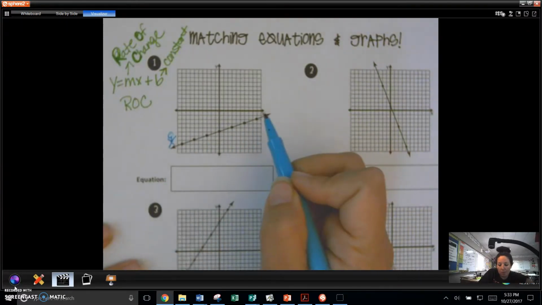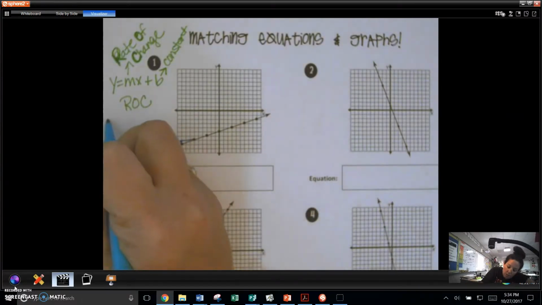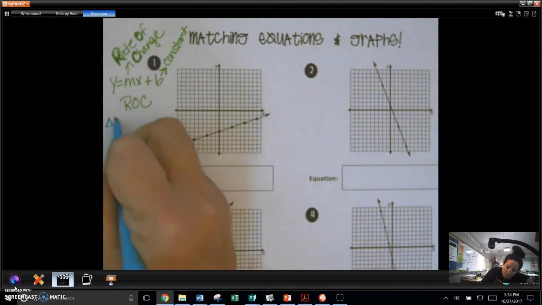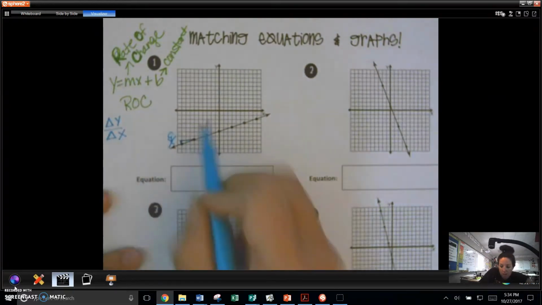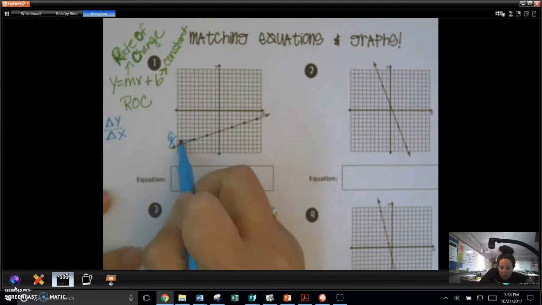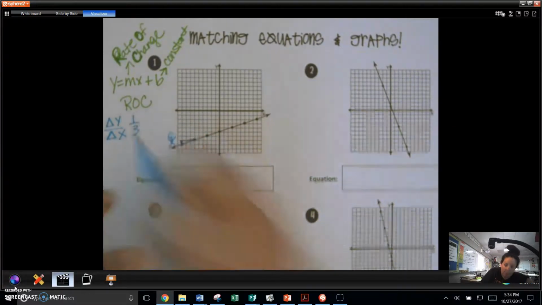Now there's a couple ways to find your ROC. I'm going to draw little triangles that connect these points. So right here, I went up 1 over 3, because your ROC is change in y over change in x. That symbol means change. So the y changed by going up 1 and over 3. So our ROC here is 1/3.